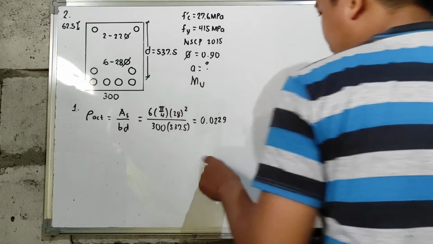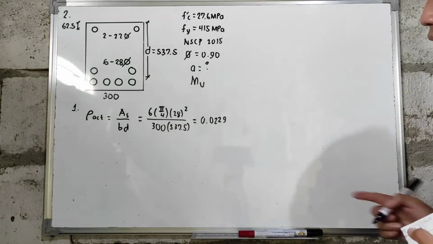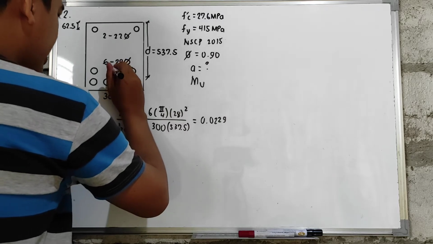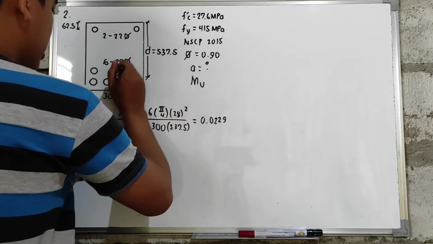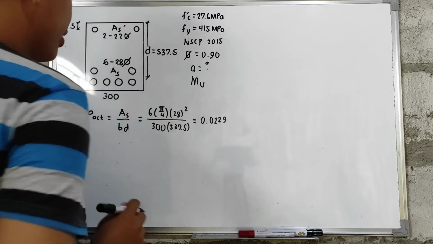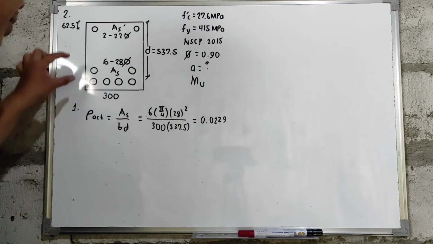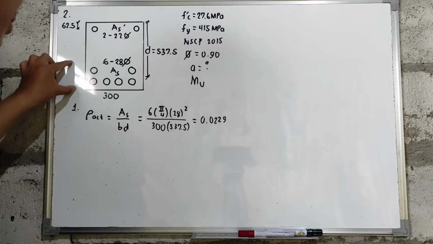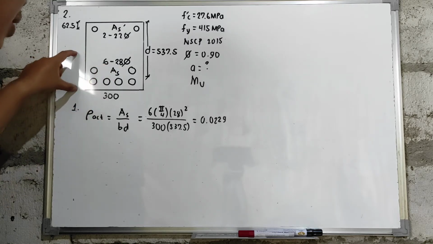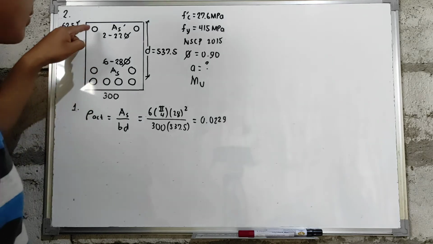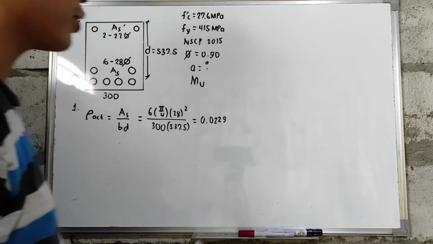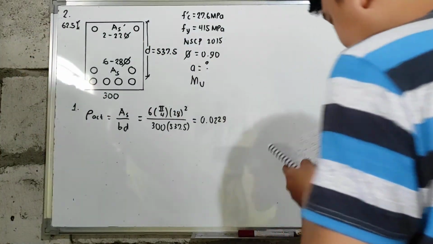So to simplify our values, the bottom bars are what we call As, and the ones on top are As prime. Usually, the one with more bars and larger diameter is our tension bars, and the ones with smaller diameter are our compression steel bars.